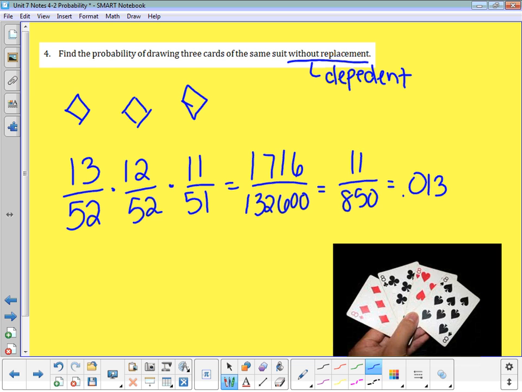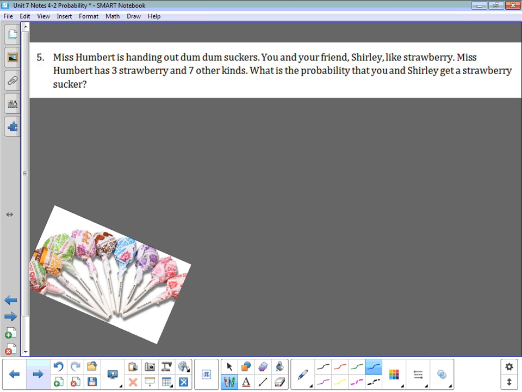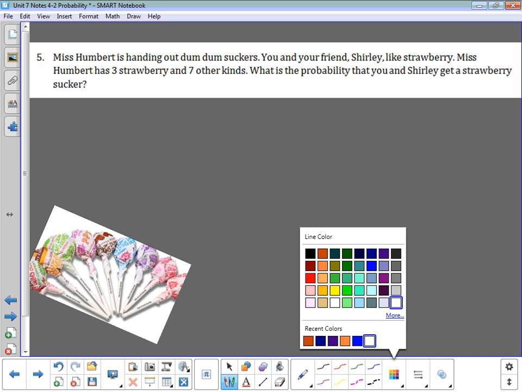Okay, let's take a look at number 5. I'm going to get it set up and then I'm going to have you guys multiply it out. Miss Humbert is handing out Dum Dum suckers. Okay, now everybody has their favorite kind. Everybody always asks me, well, let's calculate the probability of you getting the one you want. You and your friend Shirley like strawberry.